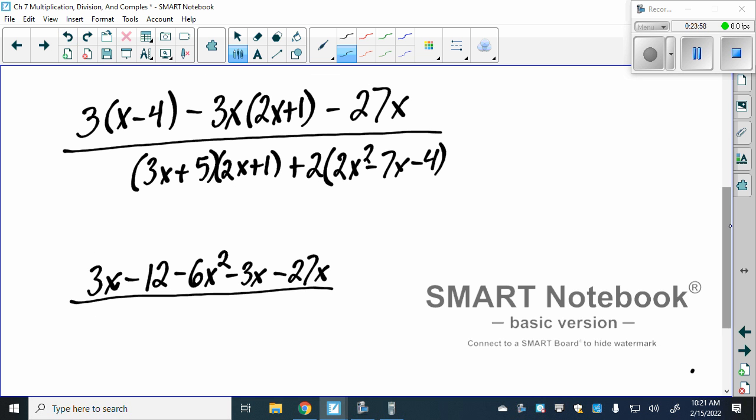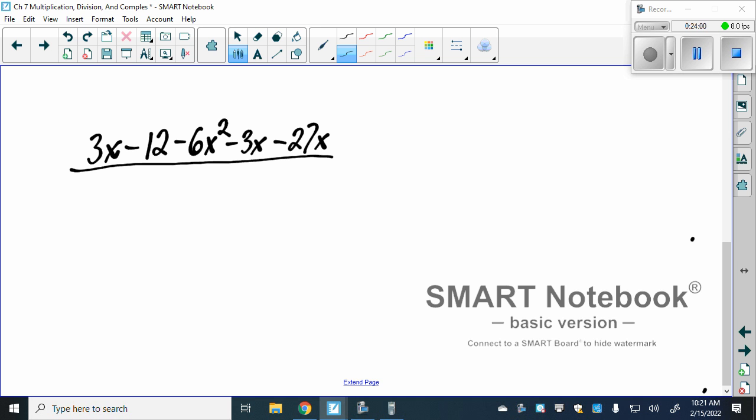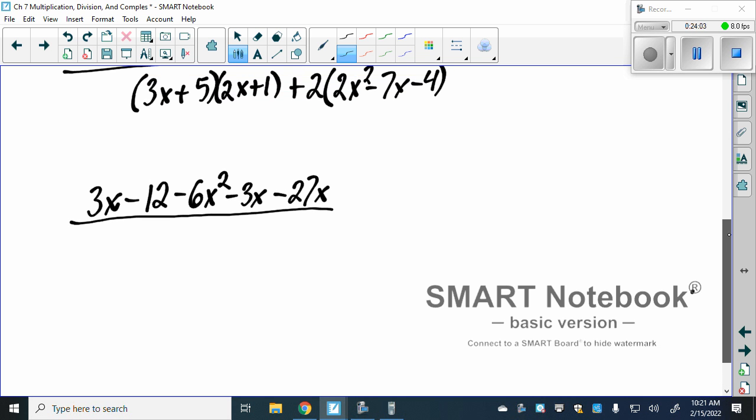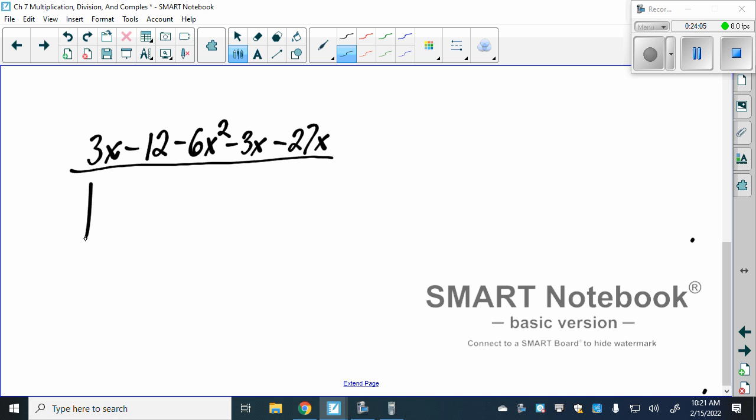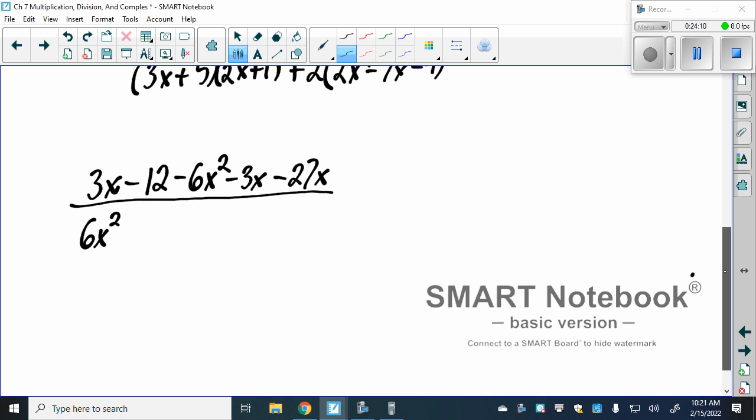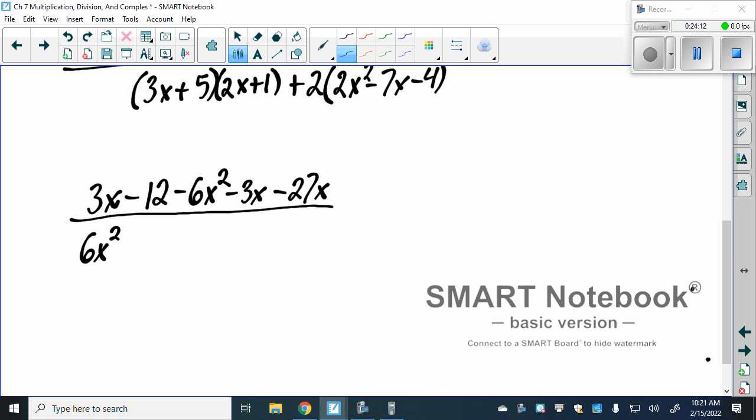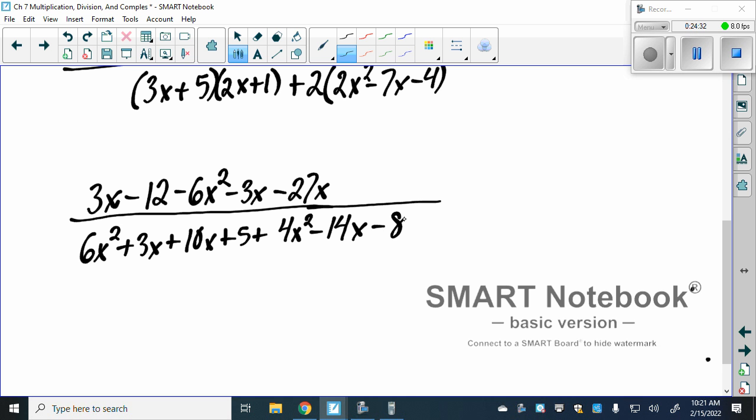Yep. Let's see here. Because 6x squared, 3x times 1 would be plus 3x, plus 5 times 2x is going to be 10x plus 5. Plus, here we're just multiplying by 2, so we get 4x squared minus 14x minus 8.